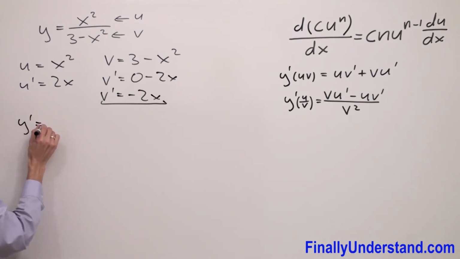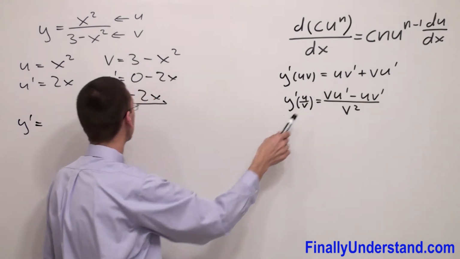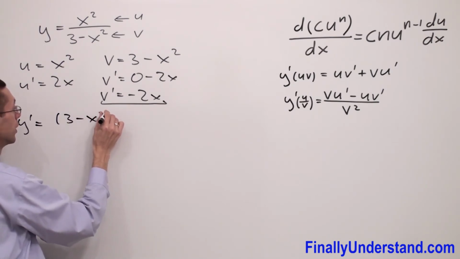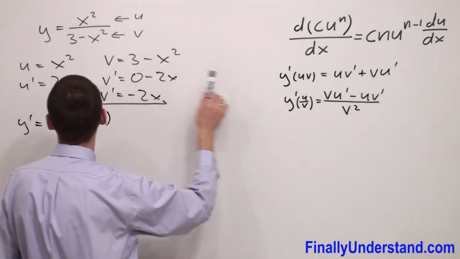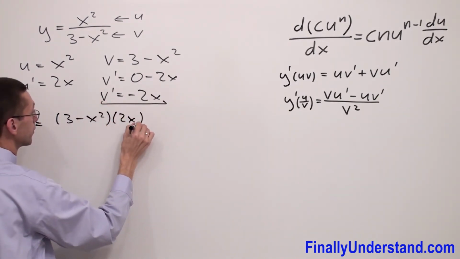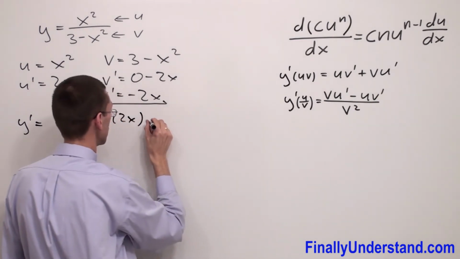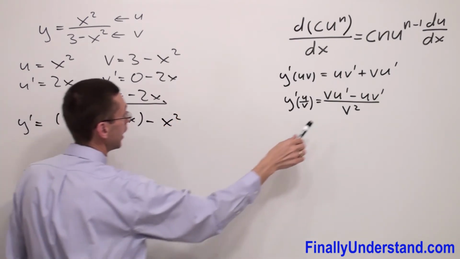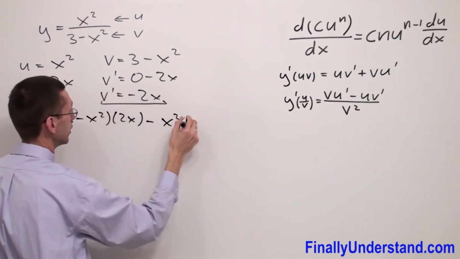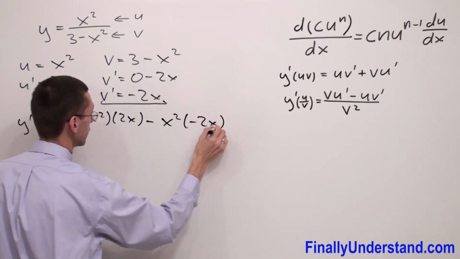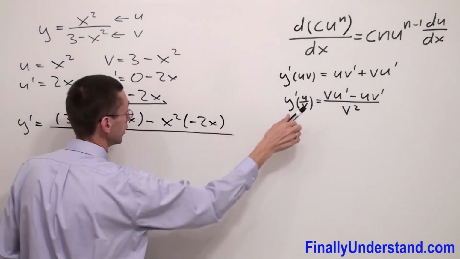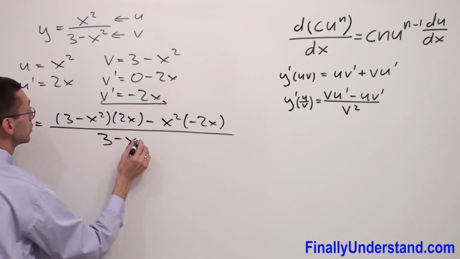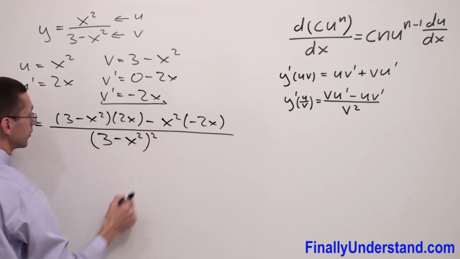So y prime is equal to v, my v is 3 minus x squared, times u prime, which is equal to 2x, minus u, my u is x squared, times v prime, which is equal to negative 2x. Everything over v squared. This is my v, 3 minus x squared, to the second power.